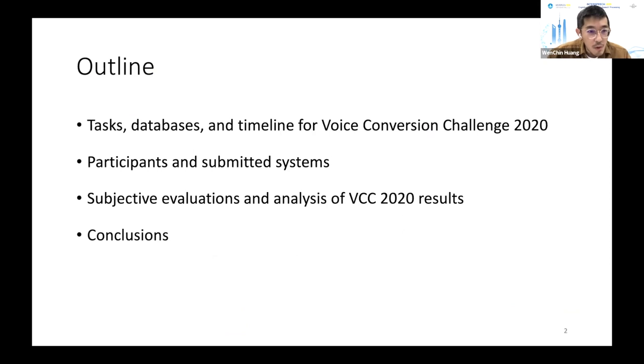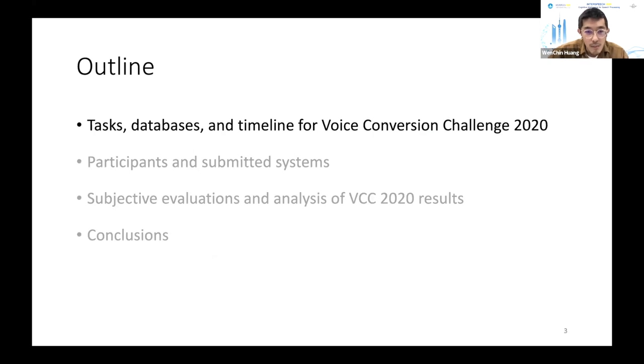So first, I will briefly introduce the tasks, database, and the timeline for this year's challenge. And then Xiaohai Tian from National University of Singapore will give a breakdown of the participants and some of the systems. And then Yi Zhao from National Institute of Informatics, Japan, will talk about the subjective evaluations and the analysis of this year's challenge. And then finally, she will give a conclusion.